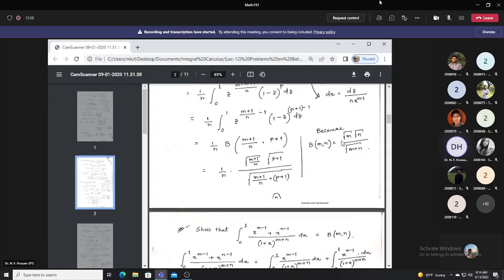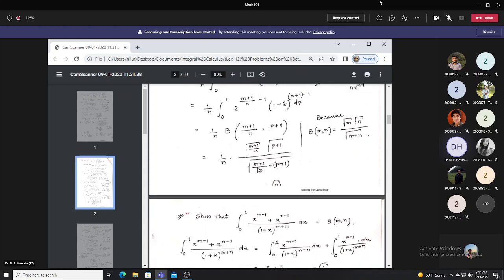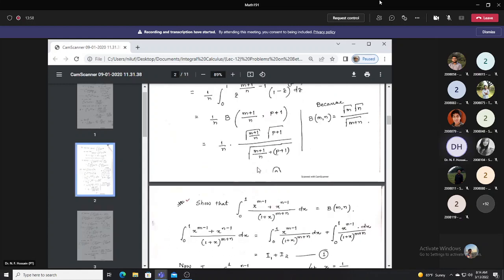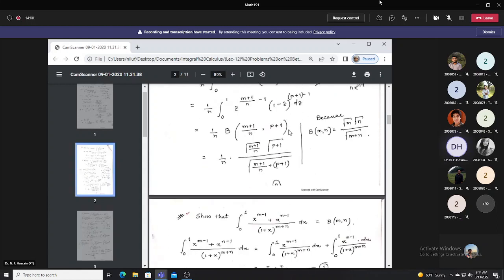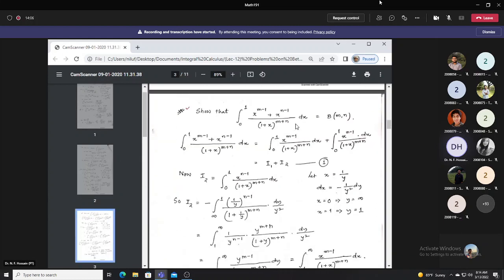Now you can use the relation between beta function and gamma function. Beta m, n equals gamma m into gamma n divided by gamma m plus n. You just use it here. Also, no problem if you give your answer in this way in terms of beta function. Now, next question.